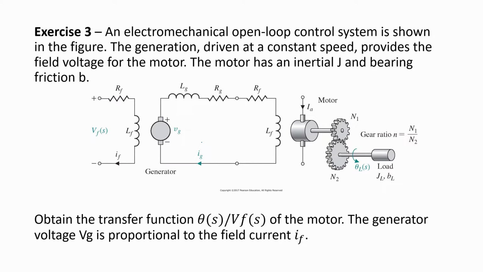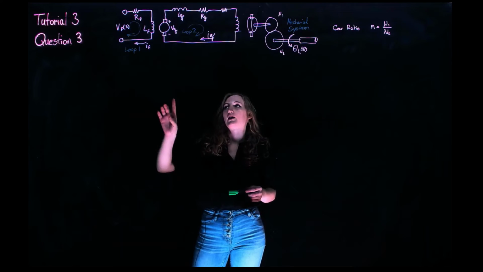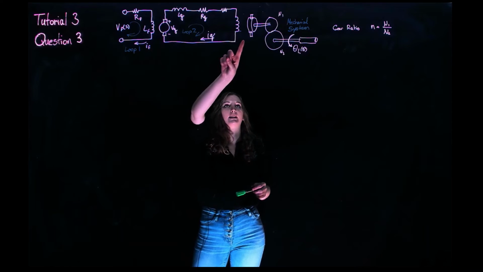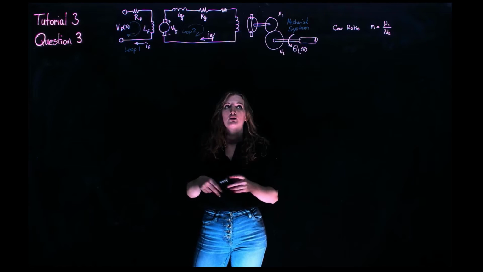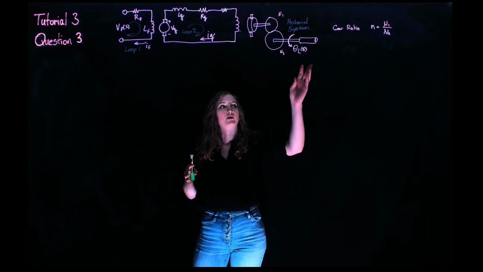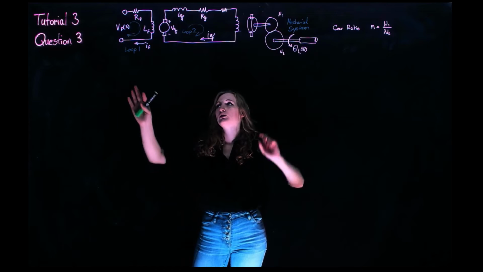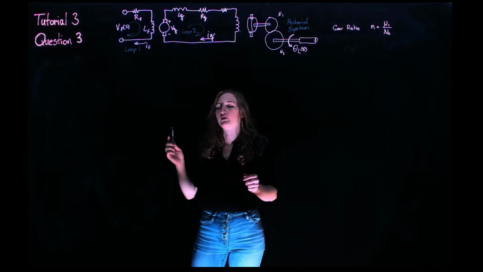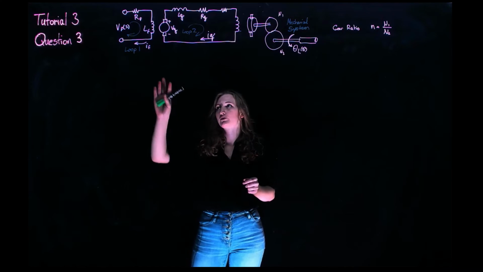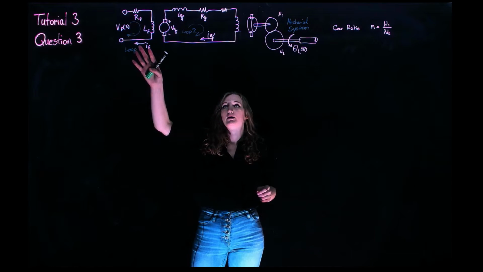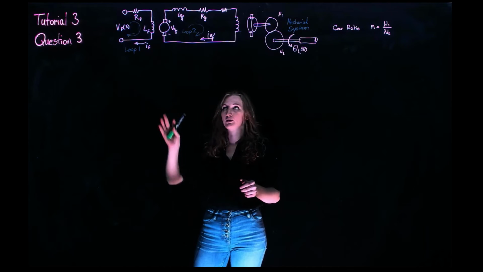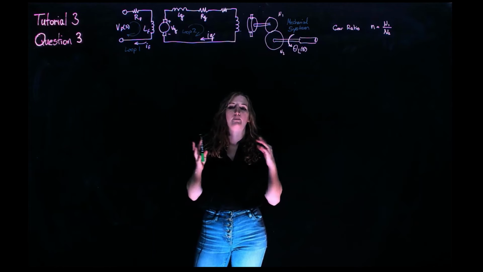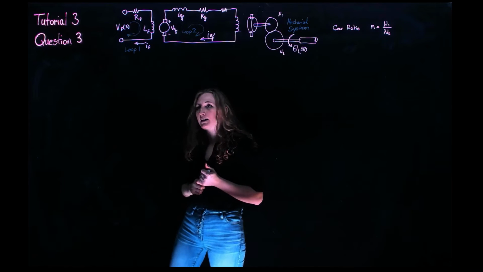So here we have question 3. It has 3 sort of separate systems that are going to be connected. We're going to find a gain between each of them so that we're able to compare the output of our mechanical system to the input to this initial electrical loop, V of F. So to start, we need to write the equations for each loop or each system separately, and then we can combine them with those gain values.